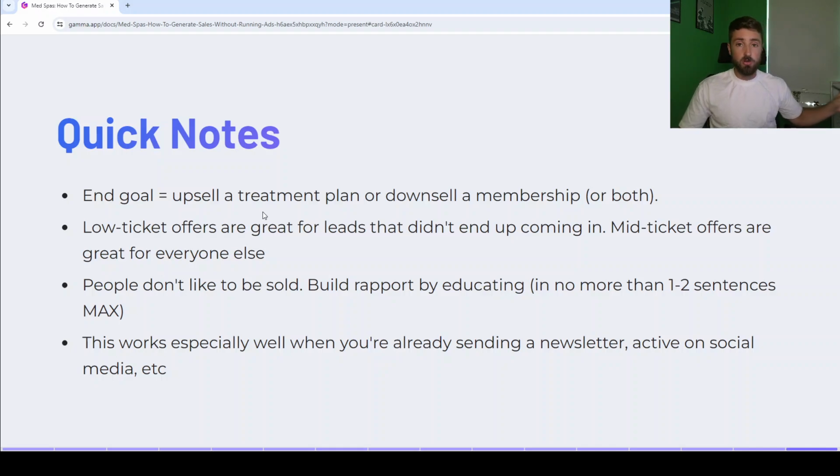The real money is going to be made on the upsell, where you can get people in for a treatment plan beyond that point. Or if you can get them onto a membership, that's also great, because then you have recurring revenue in your business, which is a good feeling.